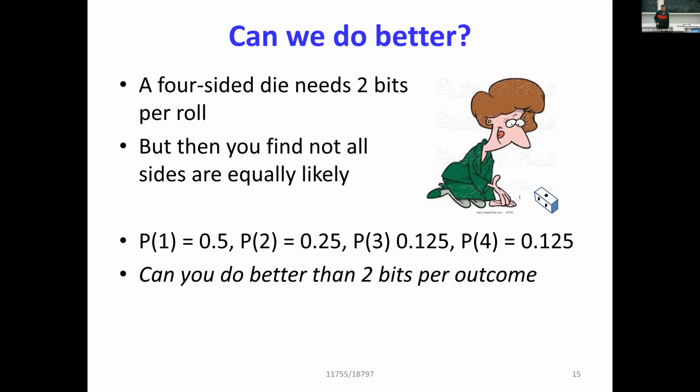Can you do better than 2 bits per outcome? How would you do this? Again, think of this. I'm sending balls down the pipe to my friend. And my friend has to receive the balls and he has to know exactly what the outcome was. So how would I do this?